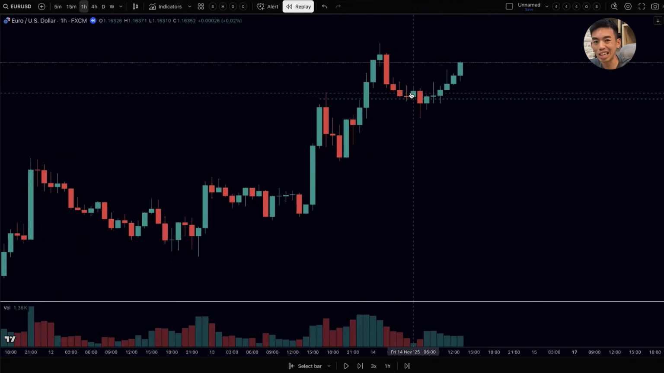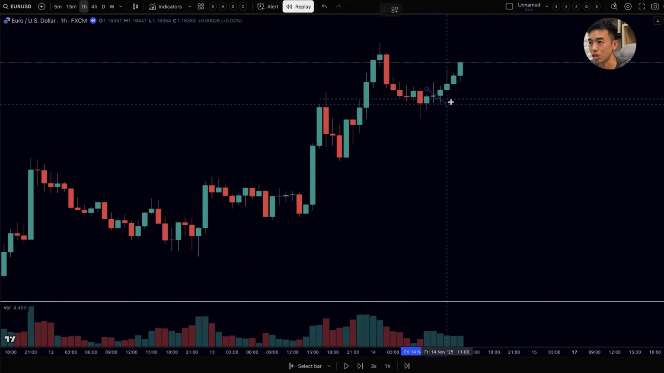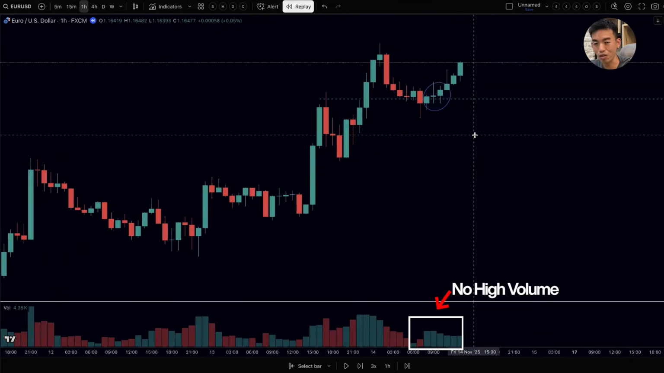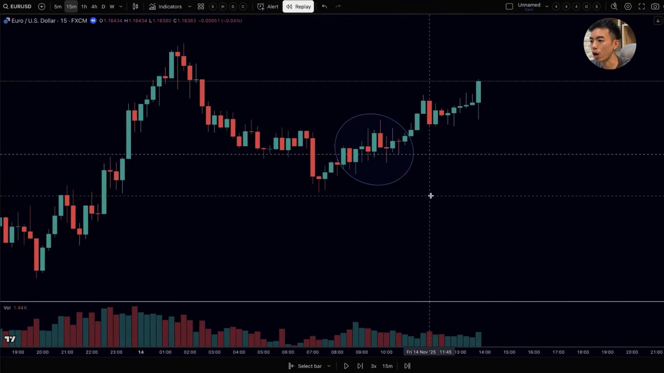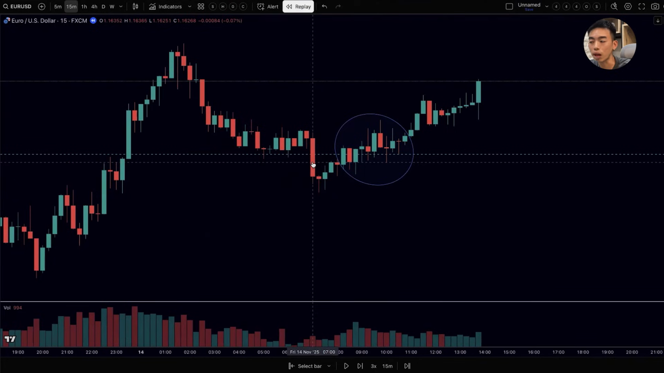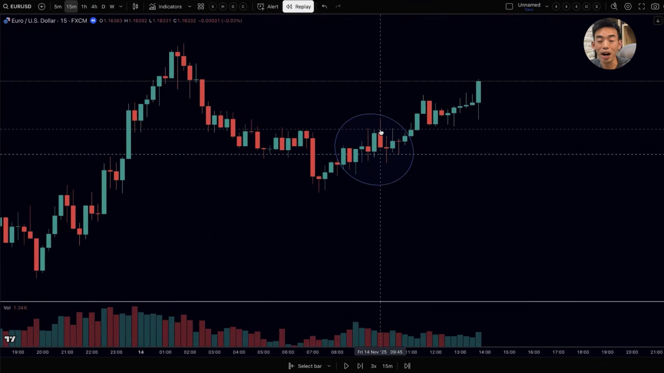However, on the activation phase, which is the phase that should show high volume right here, it's not showing any high volume, and that's a big concern. If we drop down to the 15-minute time frame, we are able to see that again, there is a very clear entry where the lower lows are becoming higher lows and the lower highs are becoming higher highs, right?